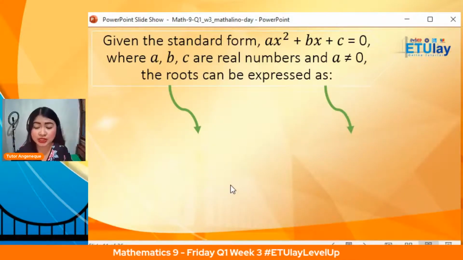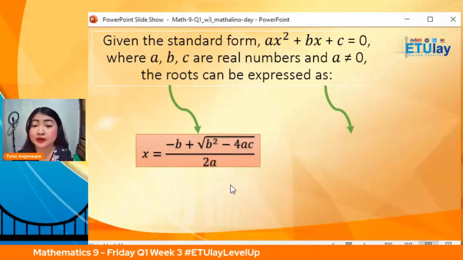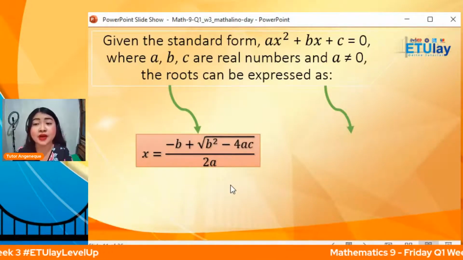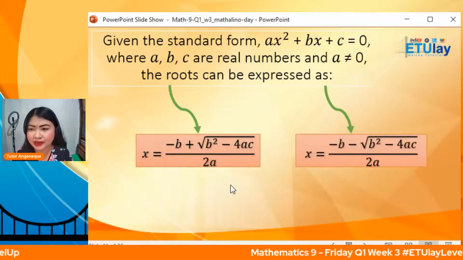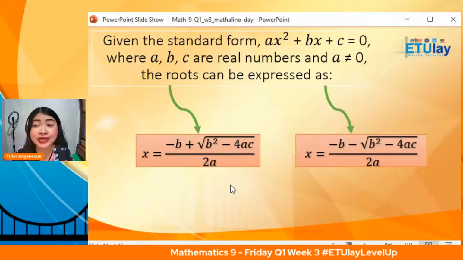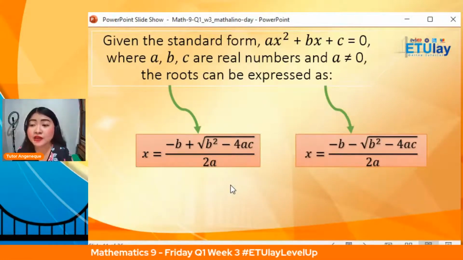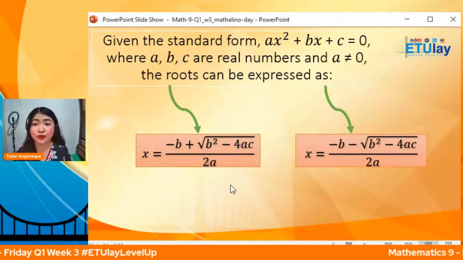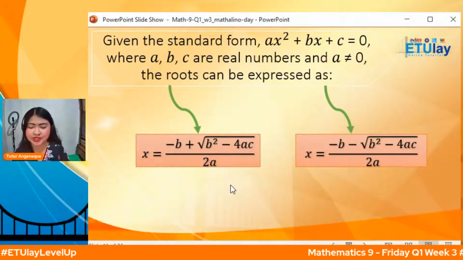So what are the two roots? The first root is negative b plus square root of b squared minus 4ac over 2a. And the second root is negative b minus square root of b squared minus 4ac all over 2a. So these are the two roots.